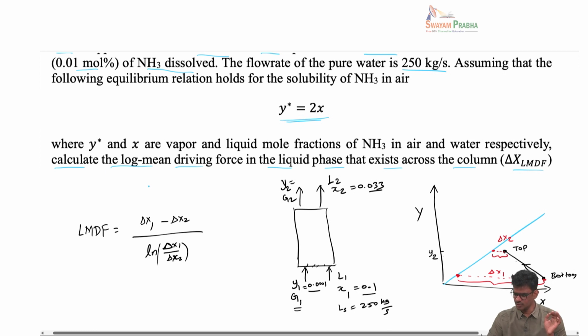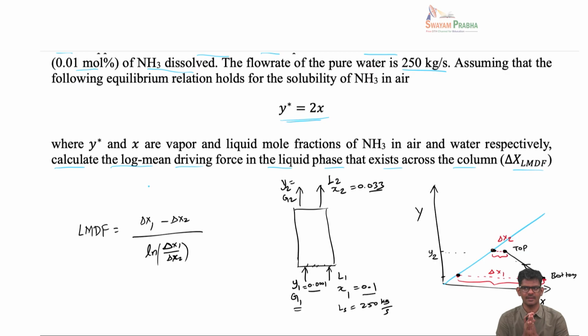Once you know y2, corresponding to y2 you can calculate x2 star, the equilibrium liquid phase composition. So then you know delta x2. Since y1 is already known, you know x1 star, and you know delta x1. From here you just have to use it.